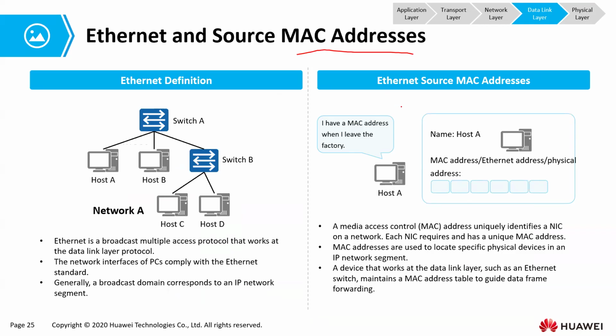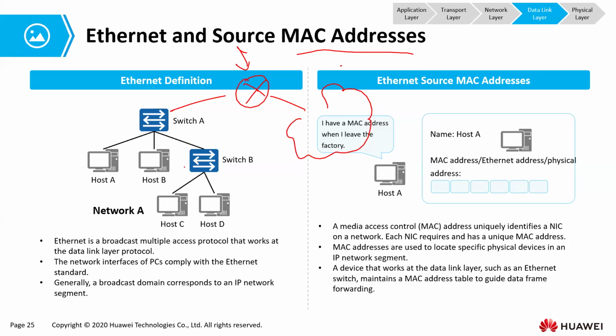Ethernet definition: a broadcast domain corresponds to an IP network. Right. I think it's very important understanding the difference between my MAC addresses and my IP addresses. Let me use this example. Probably I can add another network here. So from the perspective of my router, we have what we call my broadcast domains.